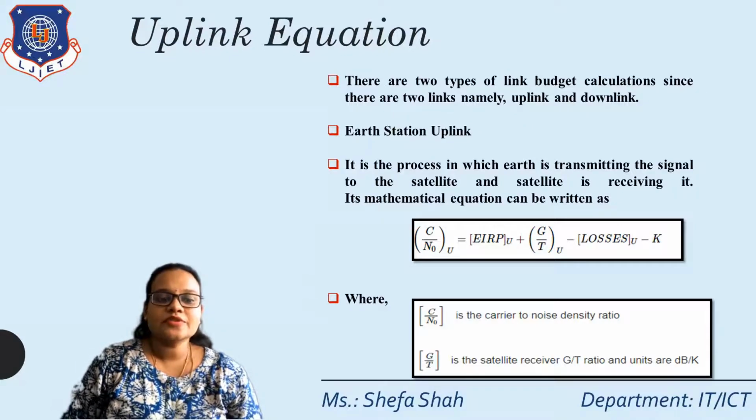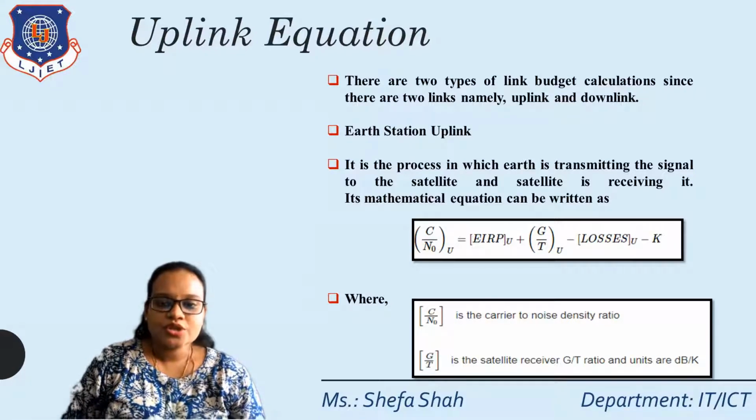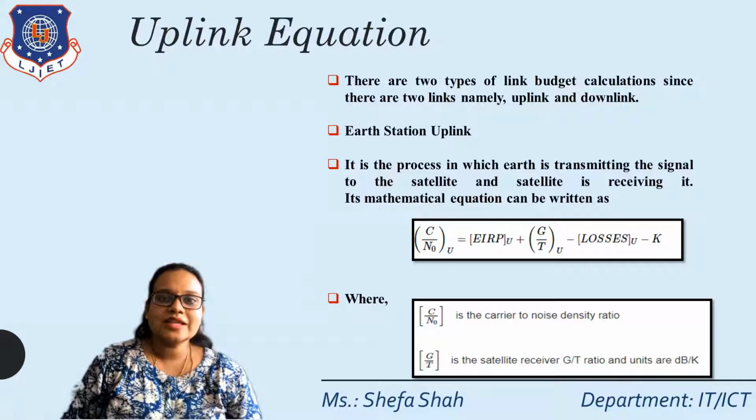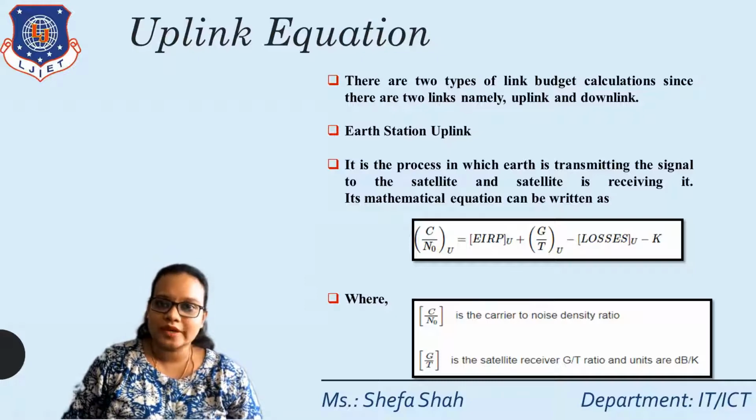There are two types of link budget calculation, namely uplink and downlink. We will first calculate the uplink equation. When we calculate this uplink equation, we generally write it in terms of the C by N ratio. As you can see on the screen, that is the C by N ratio, and the suffix U has been placed so that the equation can be noted for the uplink. That is equal to EIRP, with suffix U, plus G by T ratio of uplink, minus losses and minus K. K is nothing but the Boltzmann constant.